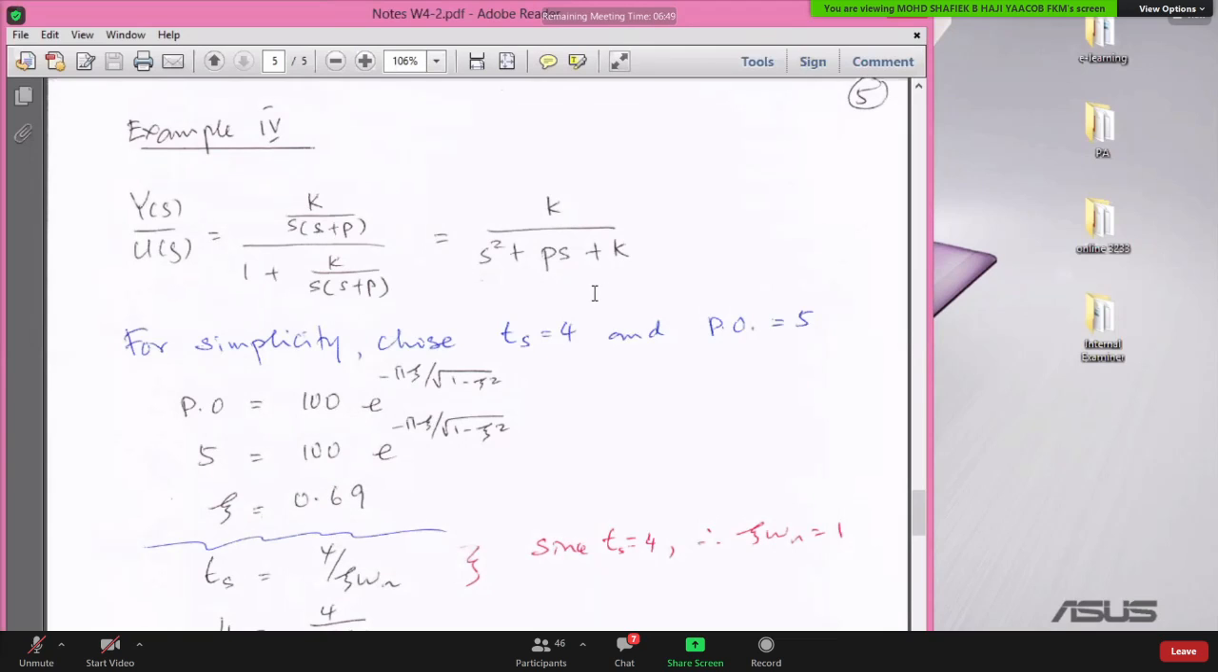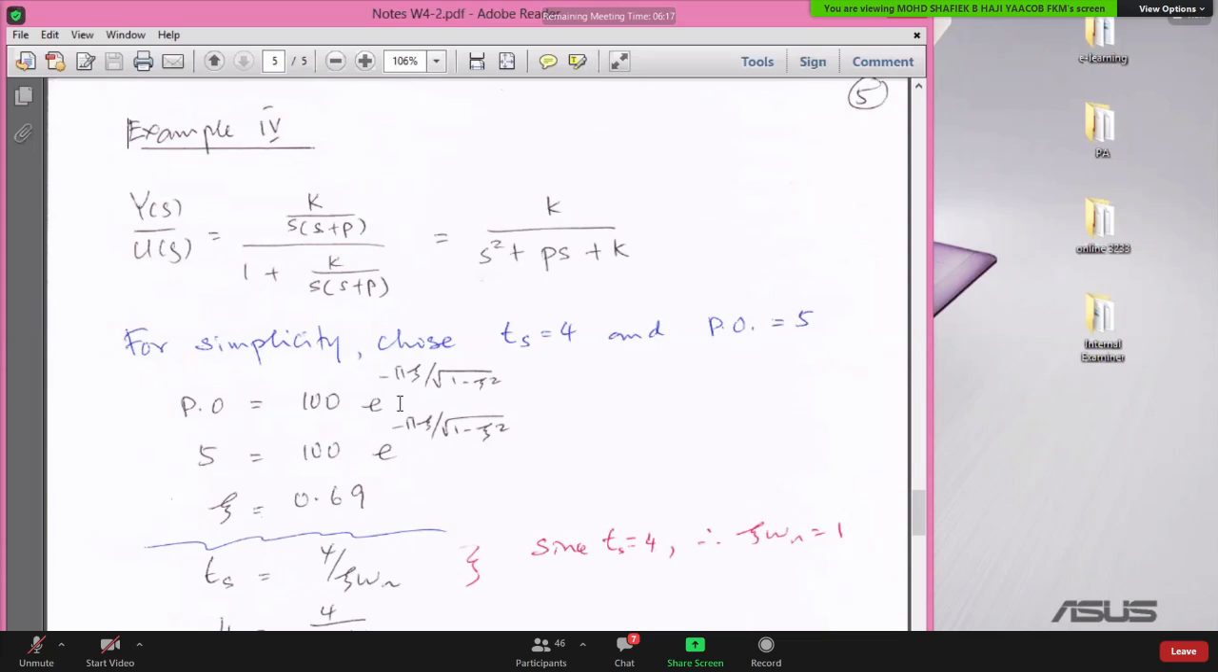And then simplify that. So now you have this second order transfer function for the system: K divided by S squared plus PS plus K. And then here we know that K is omega n squared, and 2 zeta omega n is equal to P. But let us go back to the specification. So we want the settling time to be equal to 4, and we want the overshoot equal to 5.